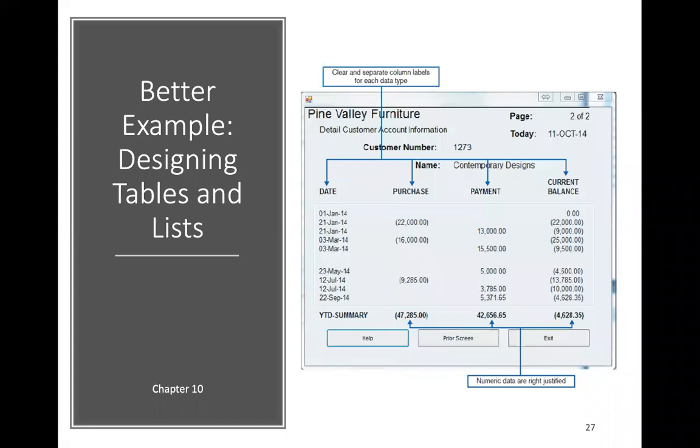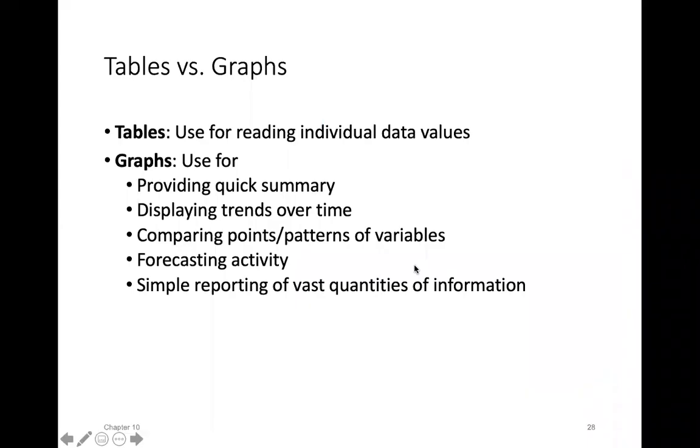Right, let's think about also the differences between our tables and our graphs. Okay, so let's look at tables and graphs. Tables, difference between a table and a graph. Tables are used for reading individual data values. Graphs, it's a bit like forms and reports, right? So forms you use for one thing, reports are for looking at summary historical data, right? So tables are used for reading individual data values.